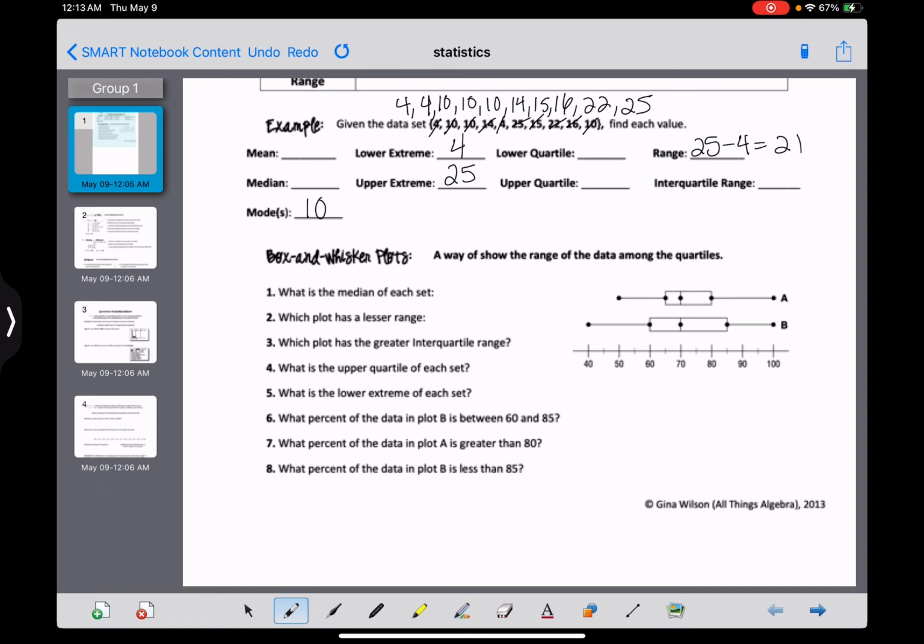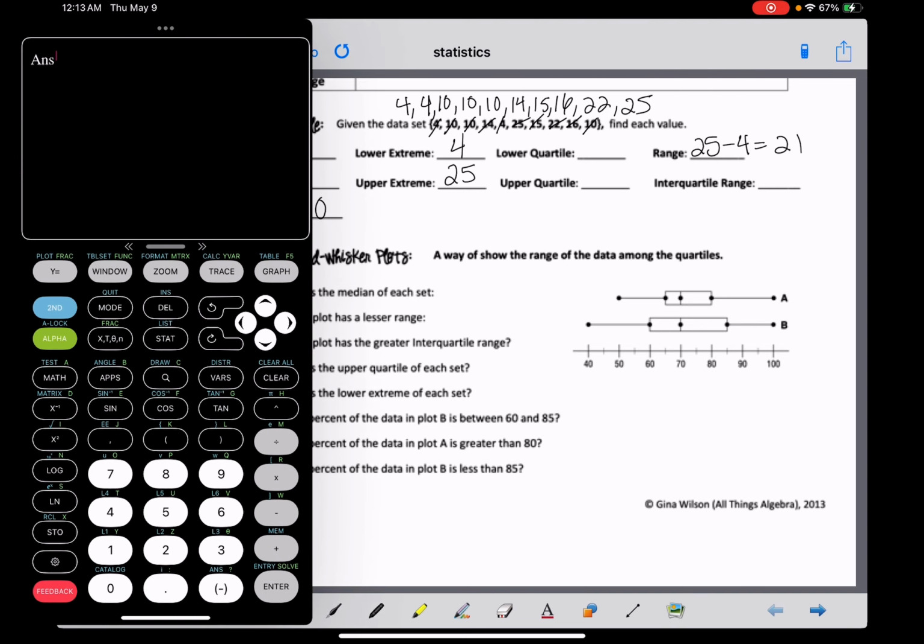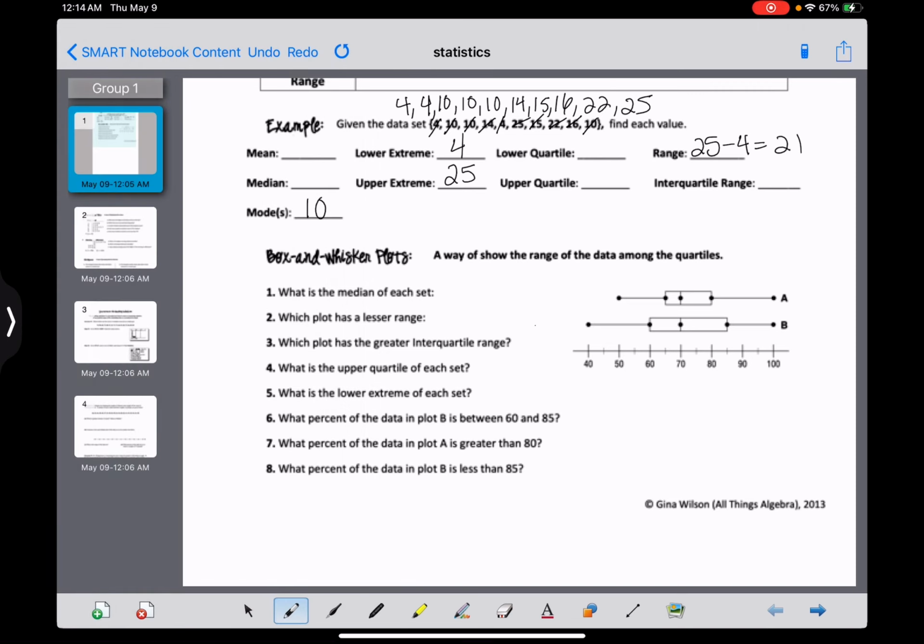So now the next part, let's go ahead and find the mean and the median. So to find the mean, remember you're adding up all of these numbers and you're dividing by the total. So let me go ahead and bring my calculator in, and I have 4 plus 4 plus 10 plus 10 plus 10 plus 14 plus 15 plus 16 plus 22 plus 25. Okay, and that's 130. And I can see there's 1, 2, 3, 4, 5, 6, 7, 8, 9, 10 numbers. So I'm taking that divided by 10 to give me 13. So my mean here is 13 because I add up all those numbers and divided by the total.